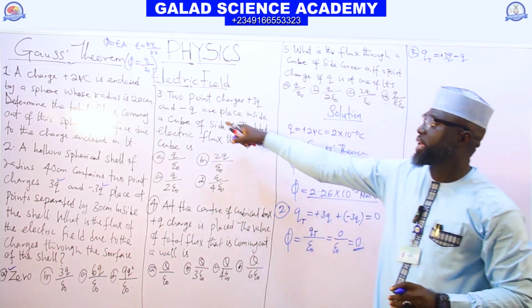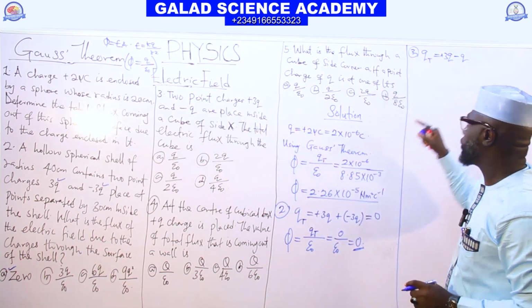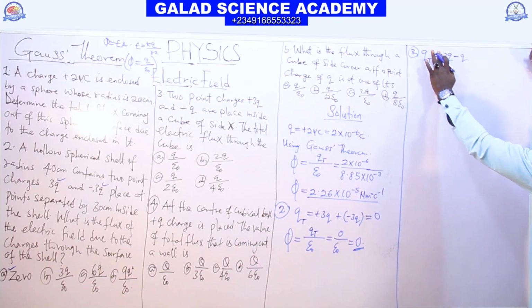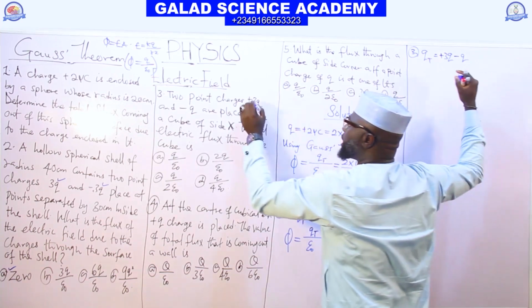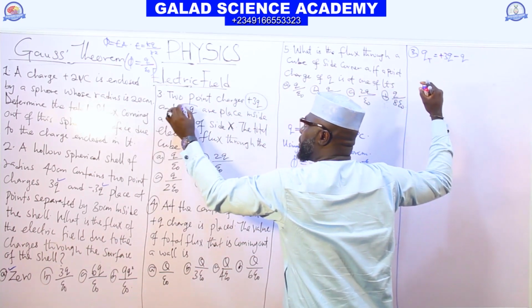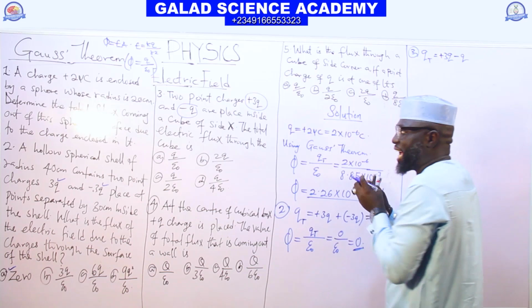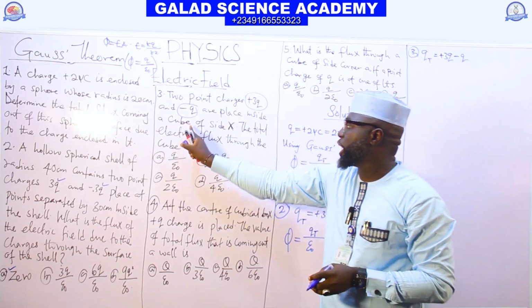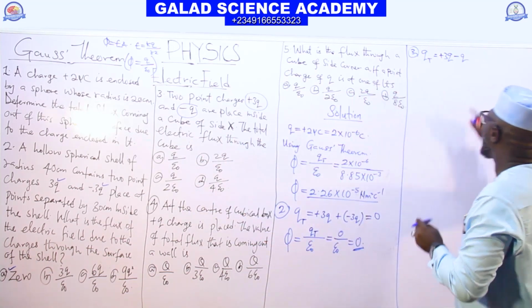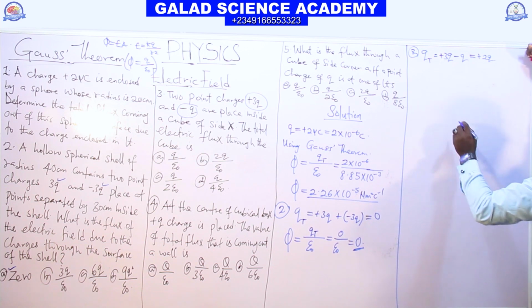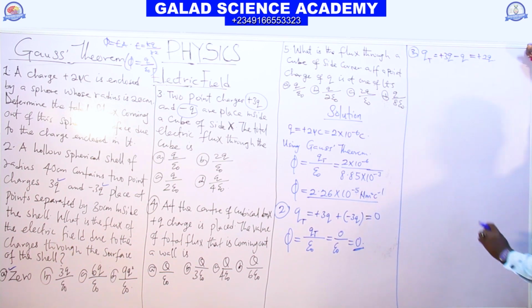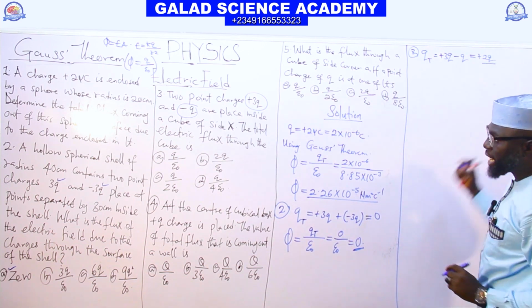These are placed inside the cube of side X. If we add these charges together, plus 3Q and then minus Q, we know the total charge placed inside the cube. Add it together, it will give us plus 2Q. So this is our total charge.